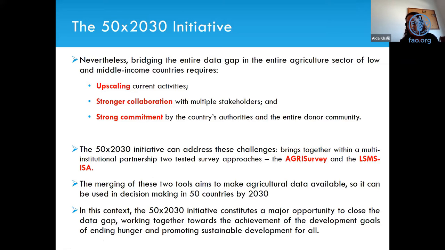So this could be an initiative that could be considered. And if you are interested in getting in touch with the team that is working on this initiative, you can express your request for technical assistance to the FAO.